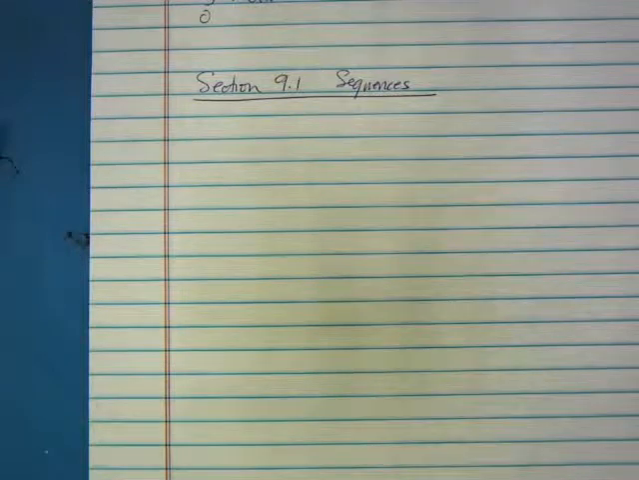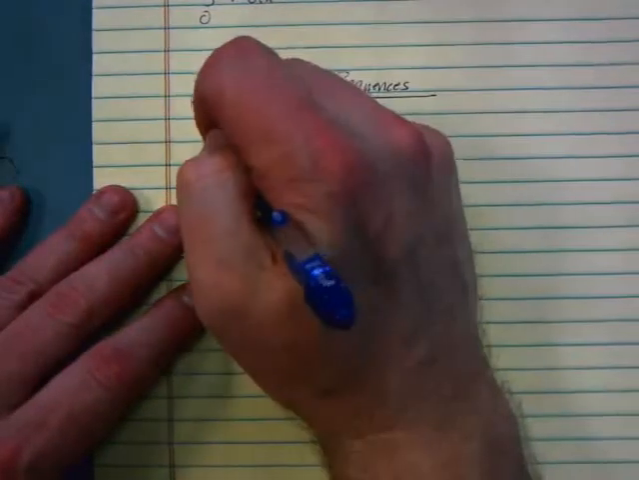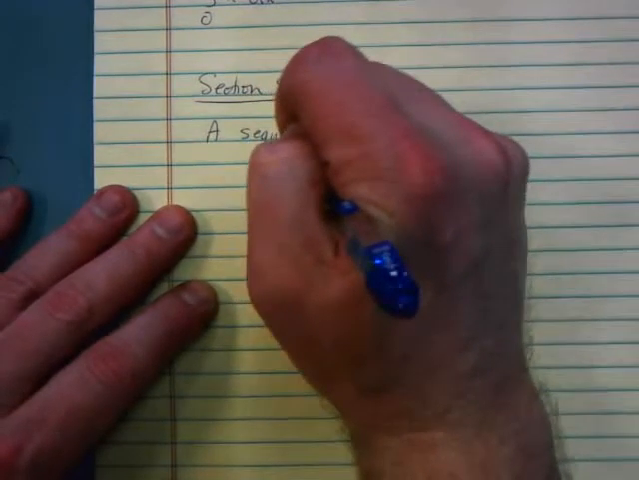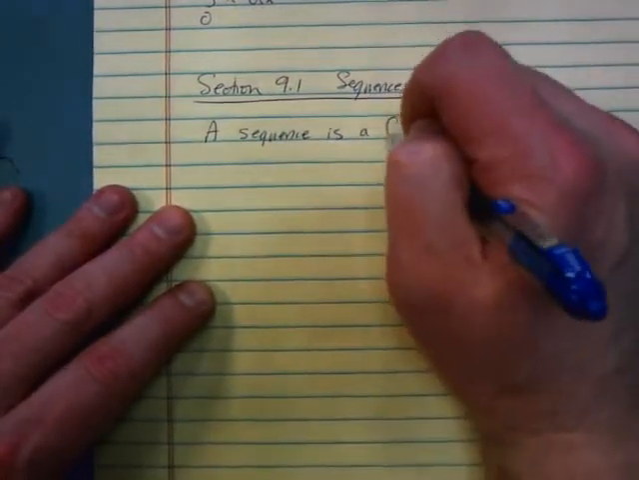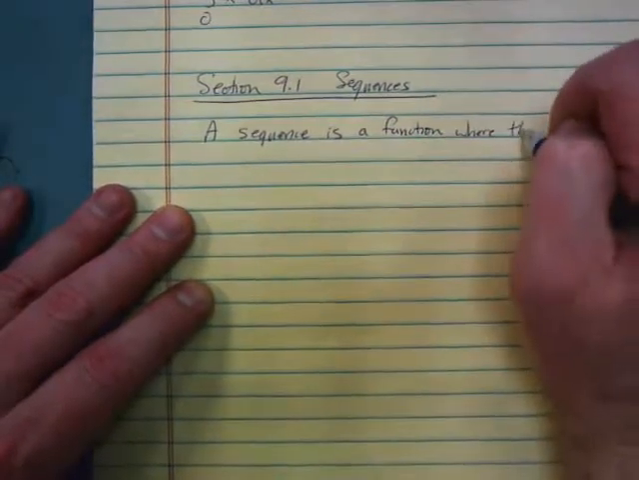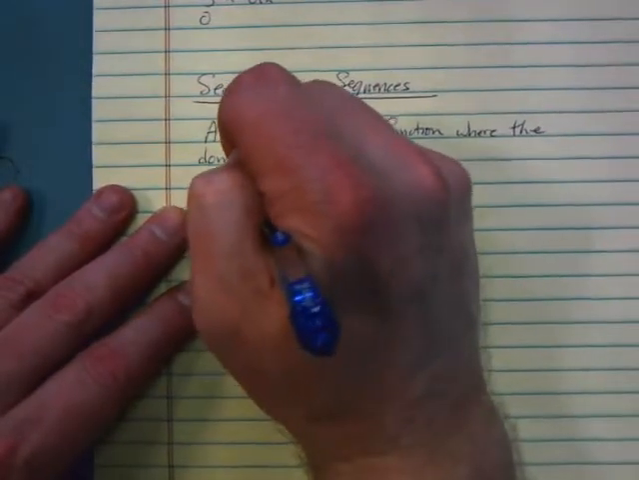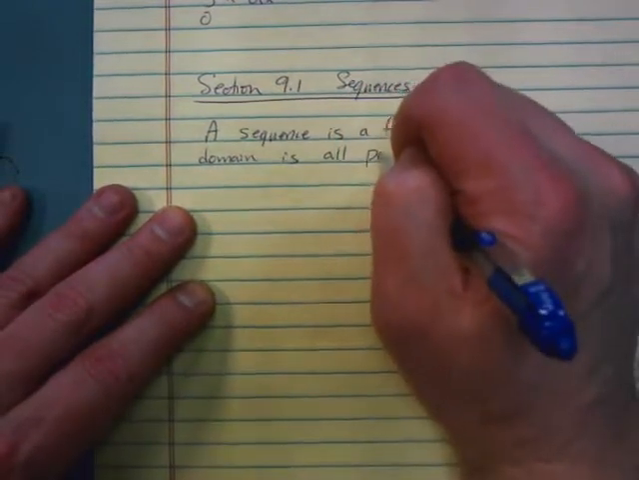And so what's a sequence? Normally there's a pattern, and the sequences we're going to look at are going to have patterns, but there doesn't have to be a pattern. Well, the math definition is a sequence is a function whose domain is all positive integers.